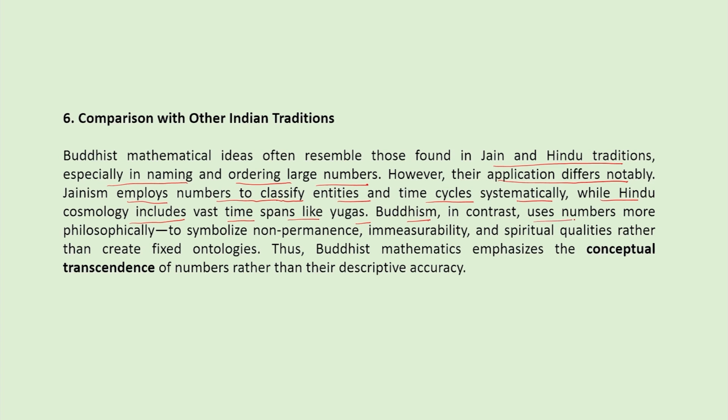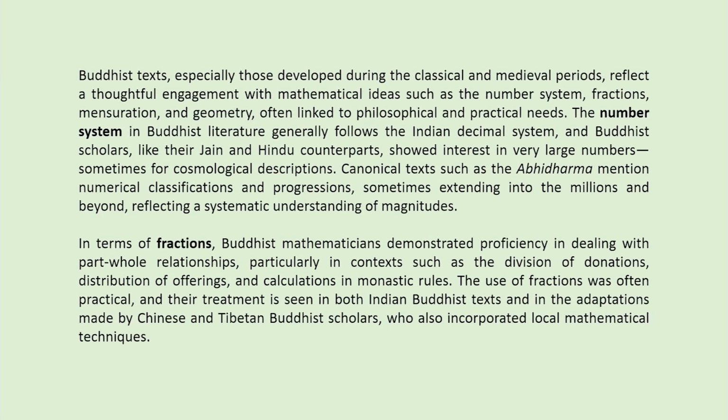Buddhism, in contrast, uses numbers more philosophically to symbolize non-permanence, immeasurability and spiritual qualities rather than create fixed ontologies. Thus, Buddhist mathematics emphasizes the conceptual transcendence of numbers rather than their descriptive accuracy. Buddhist texts, especially those developed during the classical and medieval periods, reflect a thoughtful engagement with mathematical ideas such as the number system, fractions, mensuration and geometry, often linked to philosophical and practical needs.